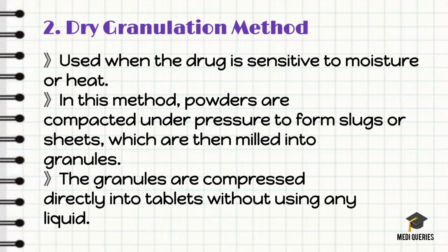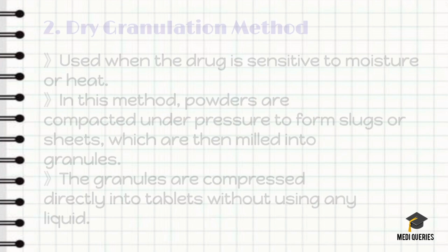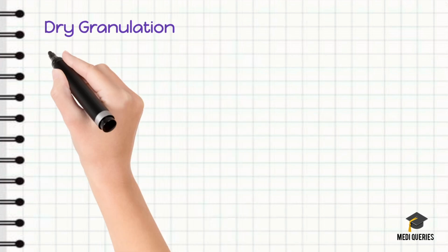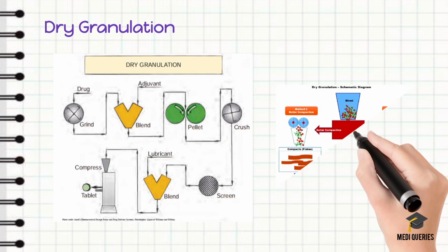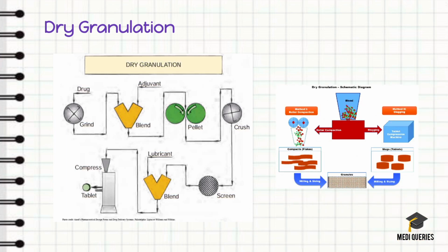Roller compaction mainly uses two counter-rotating rollers to form a ribbon of compressed powder. The resulting granules are then sized and compressed into tablets. Dry granulation mainly reduces the process steps but requires a material with a high inherent compressibility. Next are the pros and cons of dry granulation.